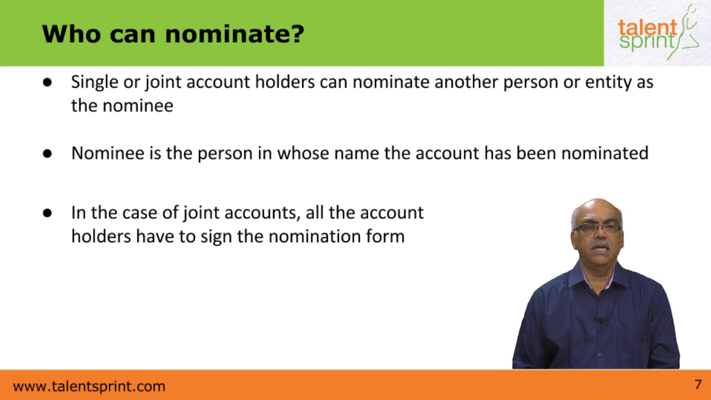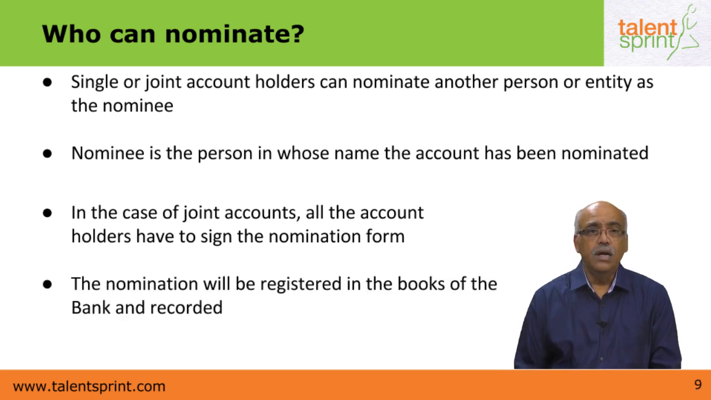Supposing there are A, B and C in a savings bank account and they decide to nominate D as the nominee, then A, B and C have to sign the nomination form jointly. It cannot be that only A and B, or only B and C, or only A and C can sign. It has to be signed by all the 3 persons, namely A, B and C. Then only a nomination is valid. In the case of joint accounts, the nomination form has to be signed by all the joint holders together. That is very important.